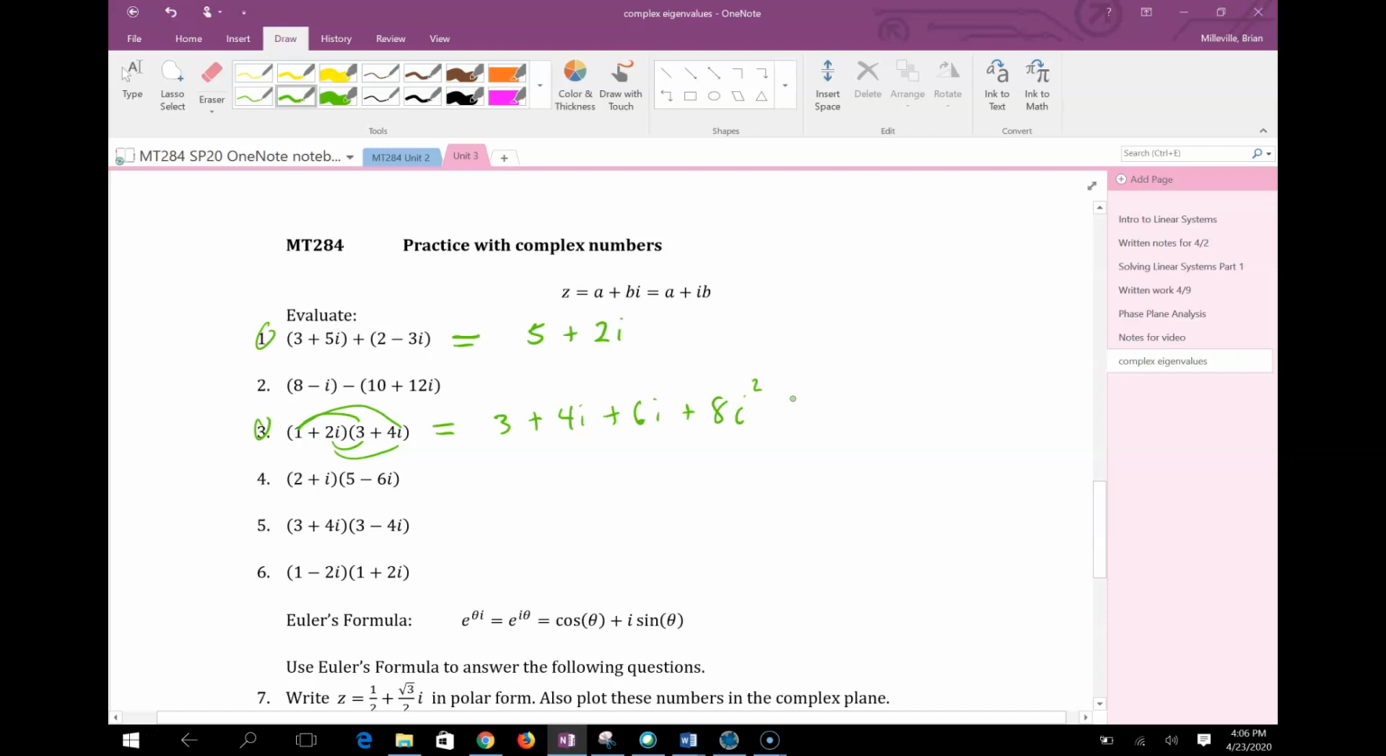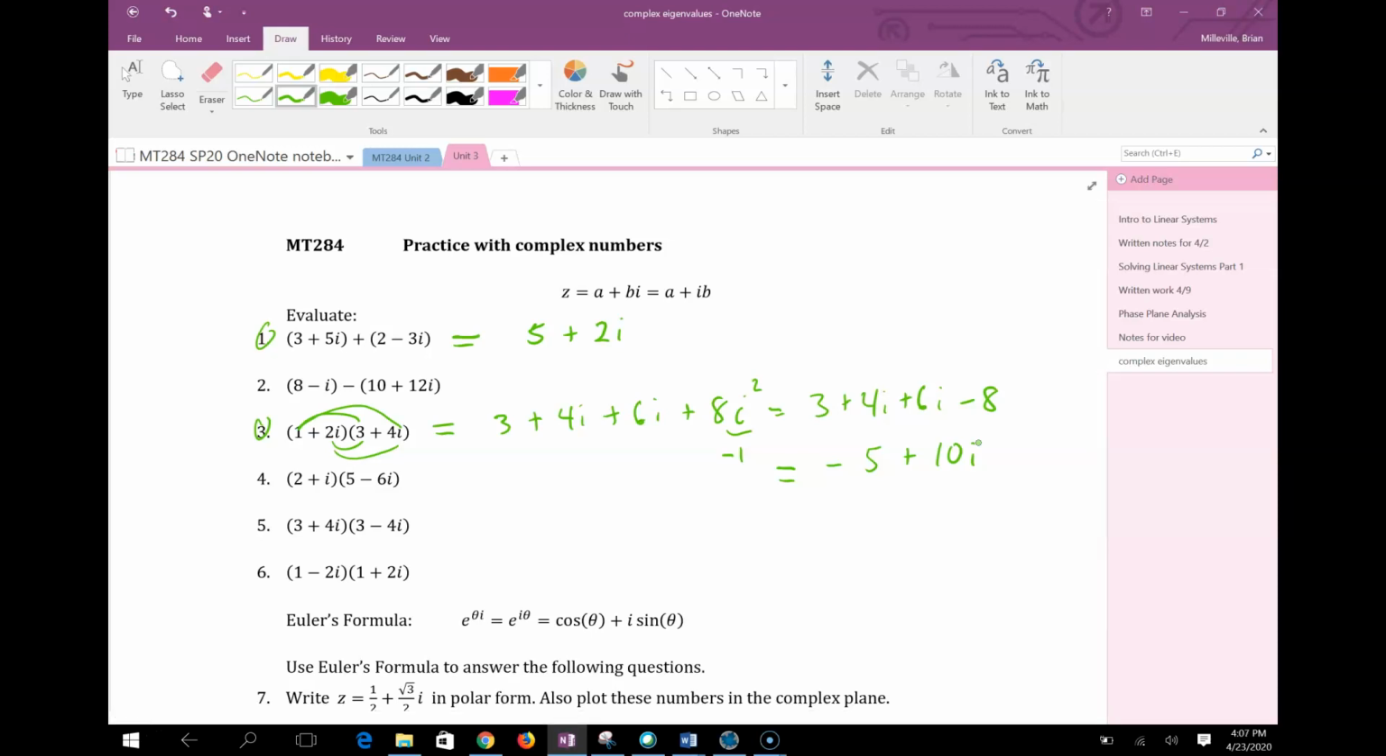But now here's where we're going to replace i squared by negative 1. So this is really going to be 3 plus 4i plus 6i minus 8. After you get more practice with it, you can directly skip to that. Instead of writing i squared down, just write negative whatever that term is. So in this case, it comes out to negative 8. Now combining your like terms, we're getting here negative 5 plus 10i. So whenever we multiply two complex numbers, we're going to get a complex number back again.